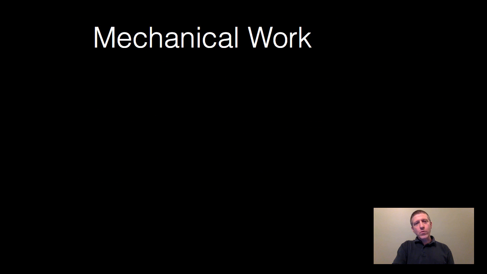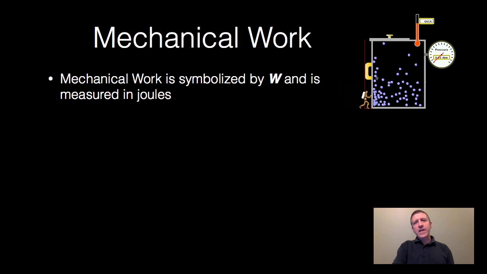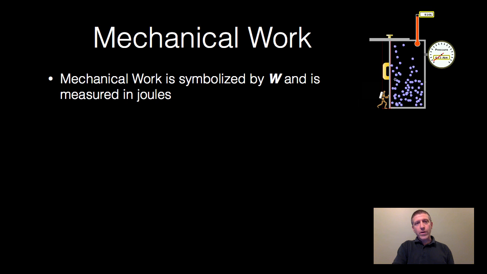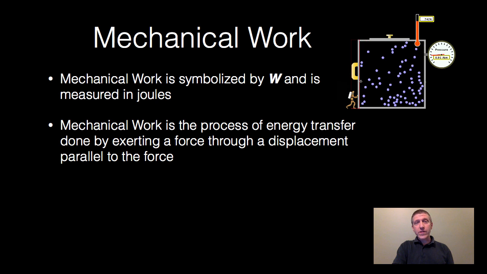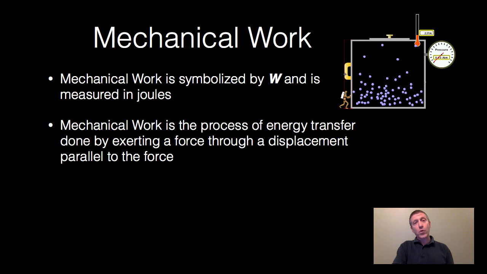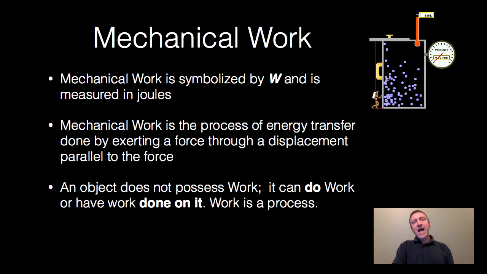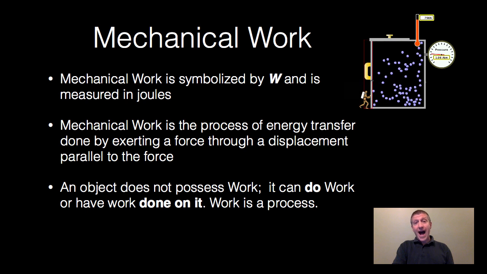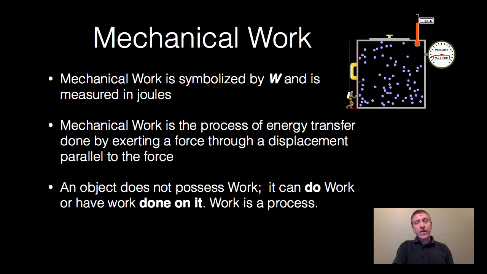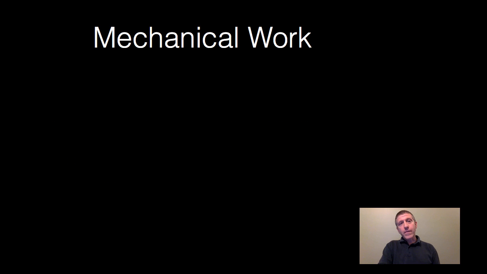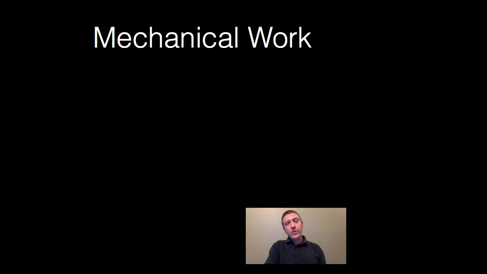Mechanical work is what we'll start with. Mechanical work is symbolized by W and is measured in joules, as you already know. But mechanical work is the process of energy transfer done by exerting a force through a displacement parallel to the force. So an object does not possess work. You don't say an object has work. It can do work, or it can have work done on it. Work is a process. Work is the transfer of energy from one thing to another by exerting a force through a displacement parallel to the force.